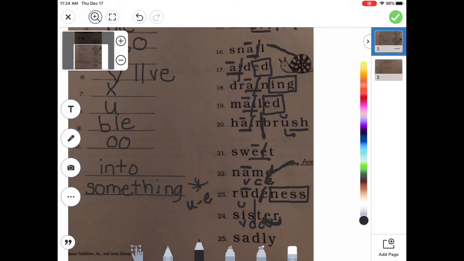And our last one on 25, what do you notice? That's right, I've got the ly suffix, so I need to box it off. And now it's just like having a CVC word, so I'm going to make that A short. So sad, sadly, sadly. So I have sweet, name, rudeness, sister, and sadly.